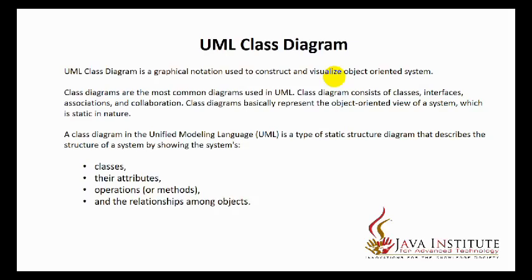The class diagram in UML is a type of static structure diagram that describes the structure of a system by showing the system's classes, their attributes, operations, and the relationships among the objects.